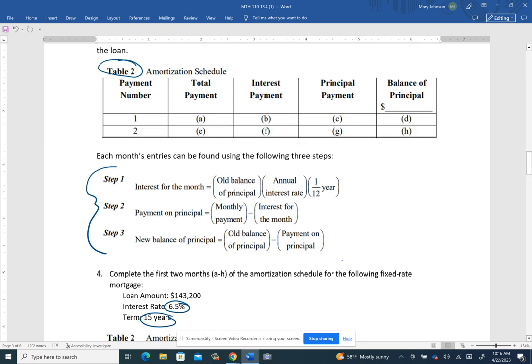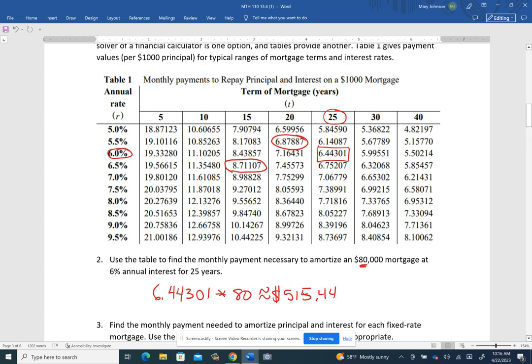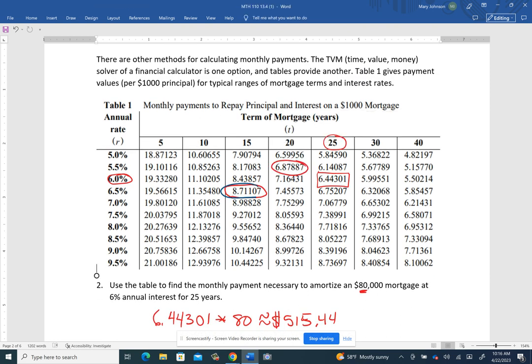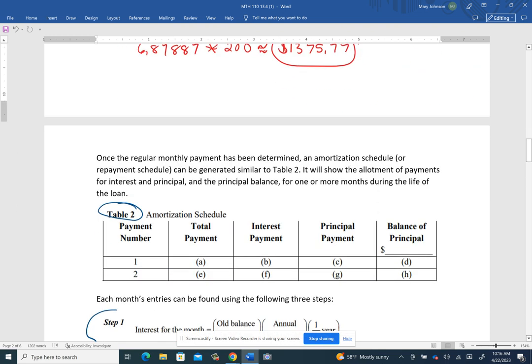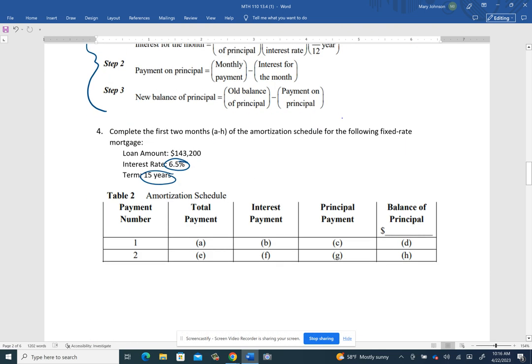So we'll go back to that table, 15 years, 6.5. Here's 6.5, 15 years. And we're going to take that factor, 8.71107, and we're going to use it to calculate our total monthly payment. So that 8.71107, okay, we'll multiply that by 143.2. And I think that's a little tricky.